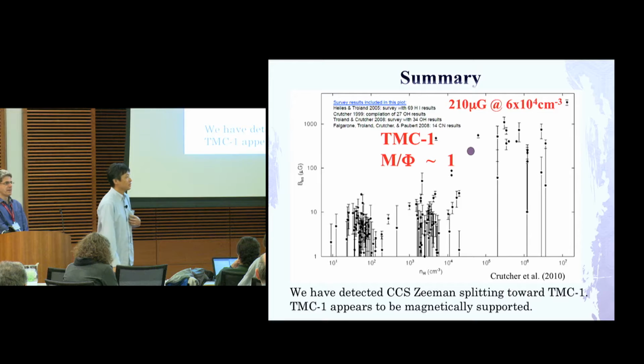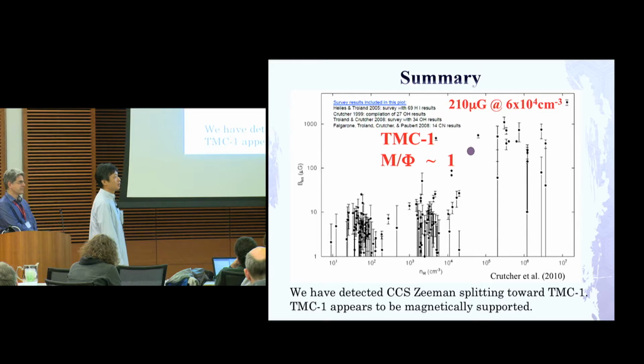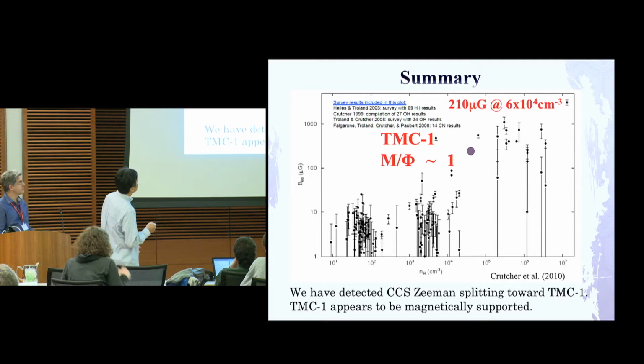Thank you for your suggestion. I'll compare with the Zeeman results. But maybe your point, MC1, in this diagram, around here? It's one of those, but it's about an order of magnitude lower density and it's 10 micrograms, so somewhere around where your point is. Yeah. Okay.